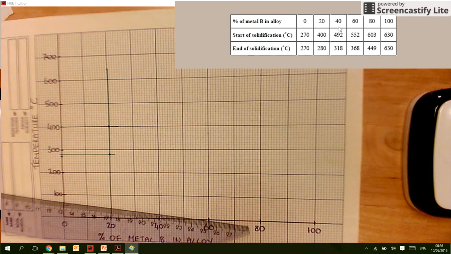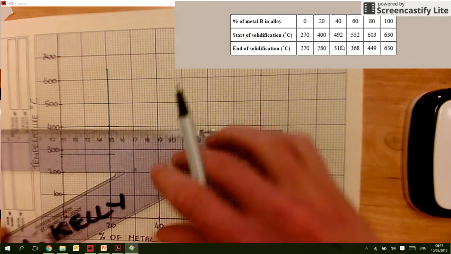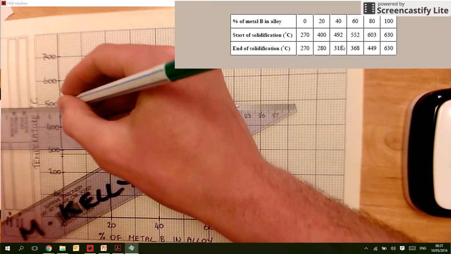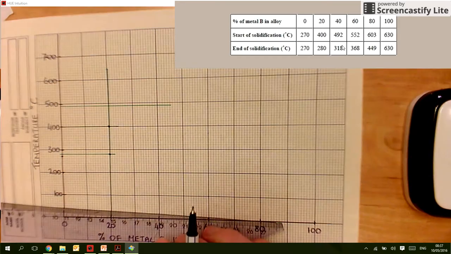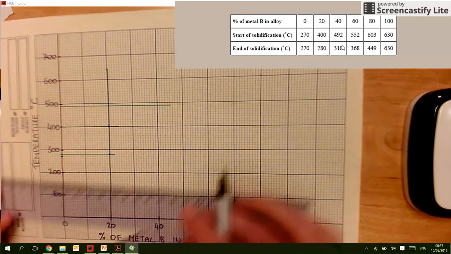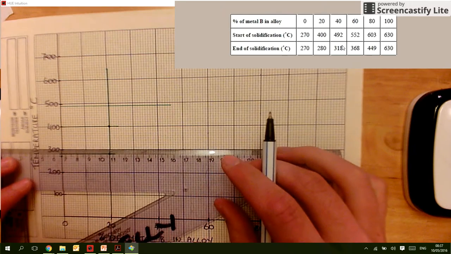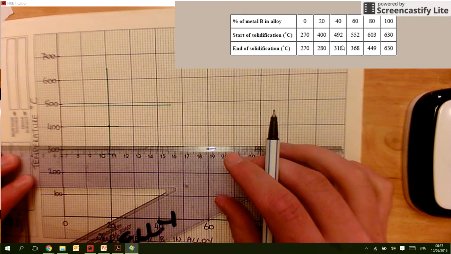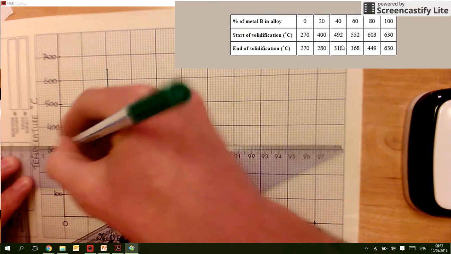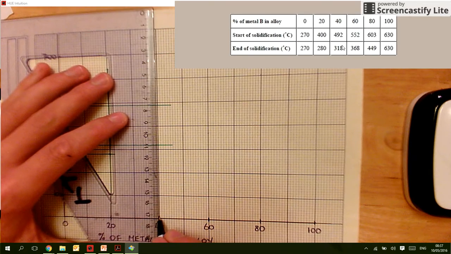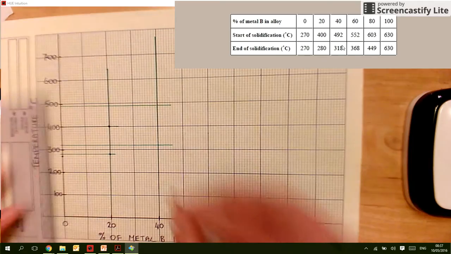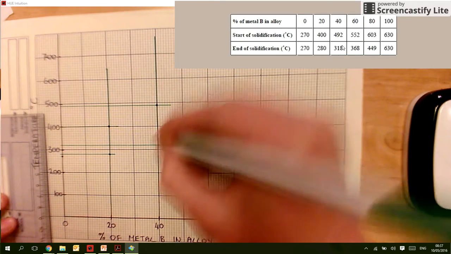For 40% metal B in the alloy, solidification starts at 492. So coming straight across from 492. And it ends at 318 degrees Celsius. And straight up from 40%. That's going to give me my next 2 points on my graph, here and here.